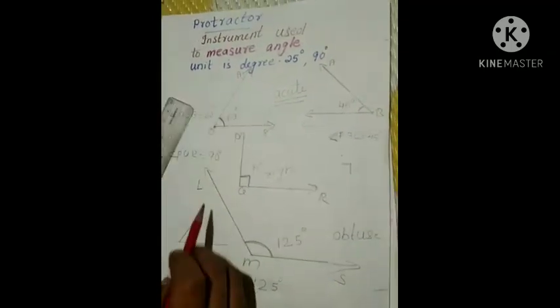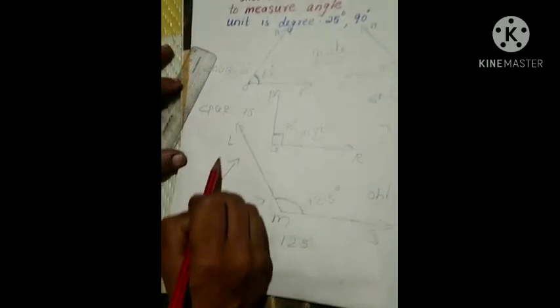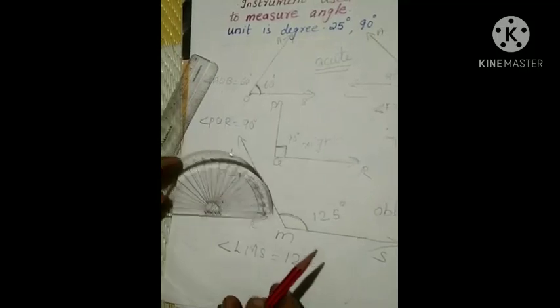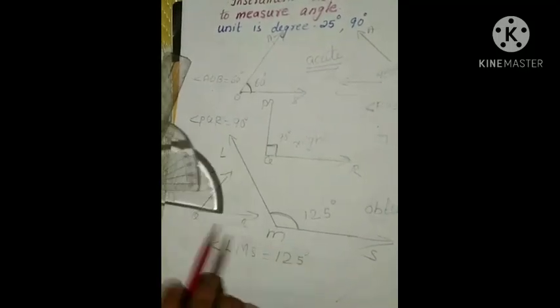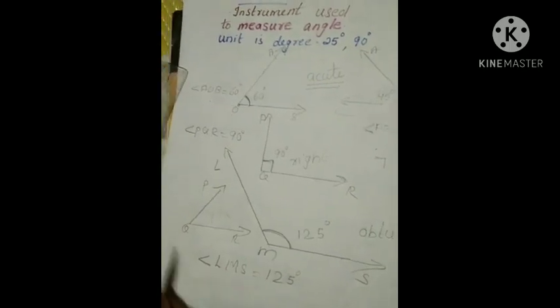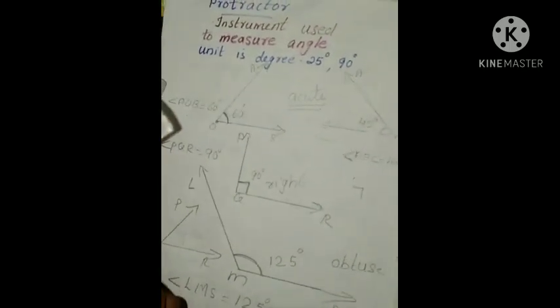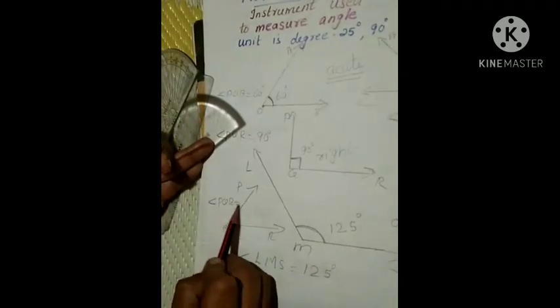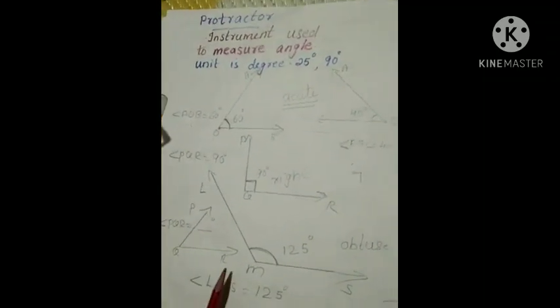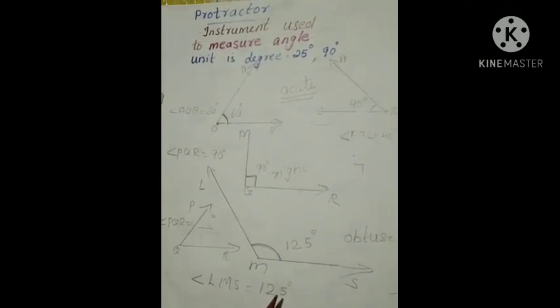Now at home you have to draw angles like this way, like two rays combined, and you have to name it with an arrow mark, PQR. Then using a protractor you can measure. At least 5 pictures you can draw and try to find out its measurement, and also angle PQR is equal to how many degrees. At least 10 questions you can draw and measure using the protractor.